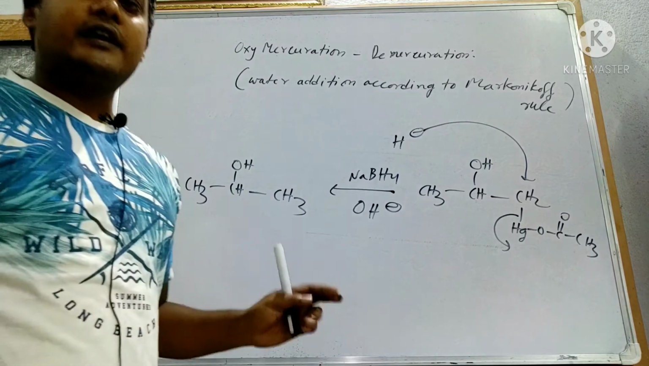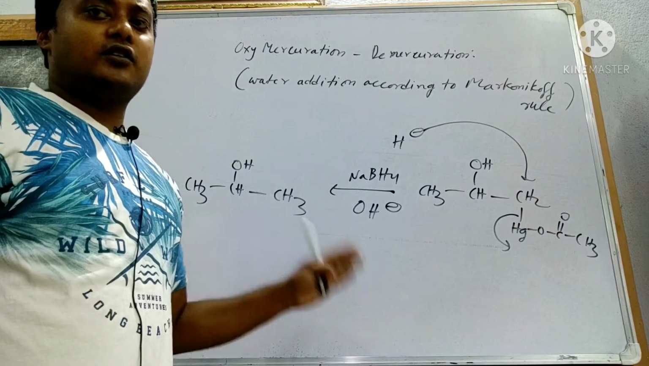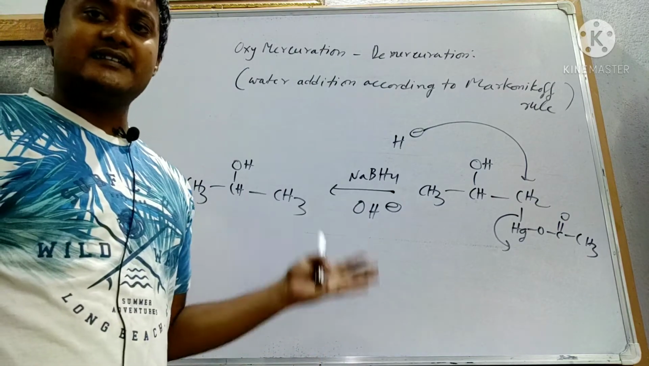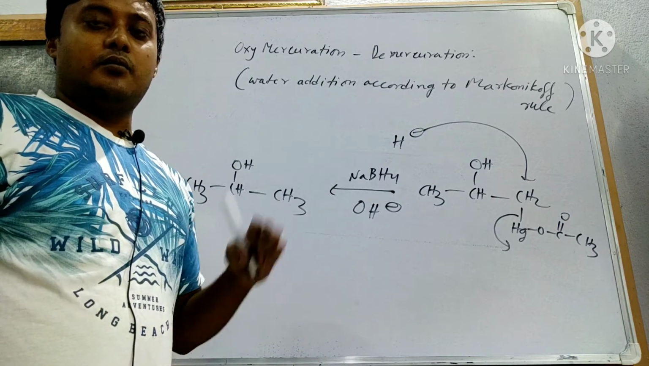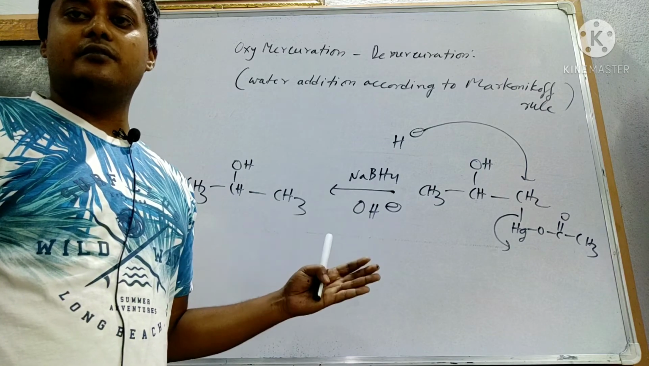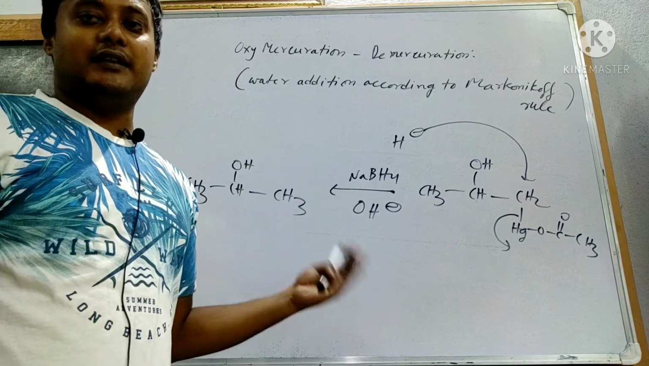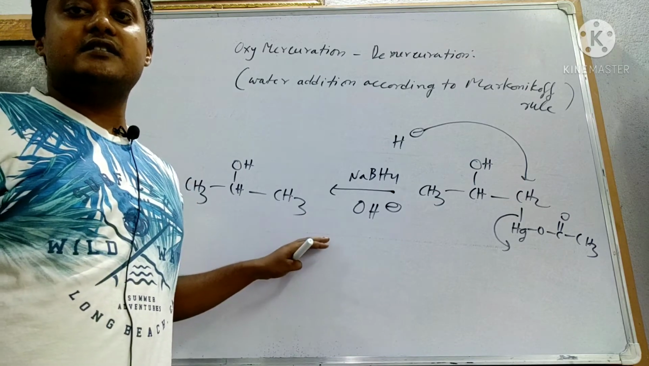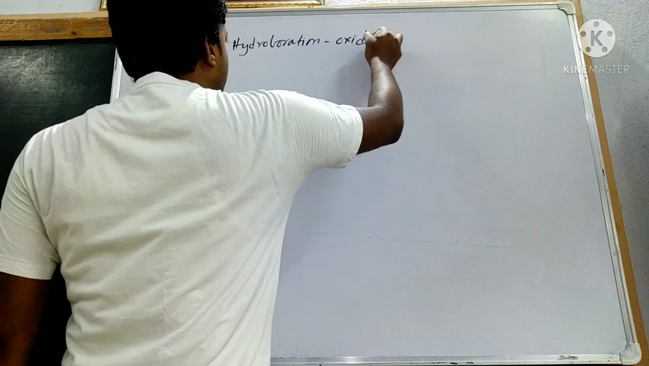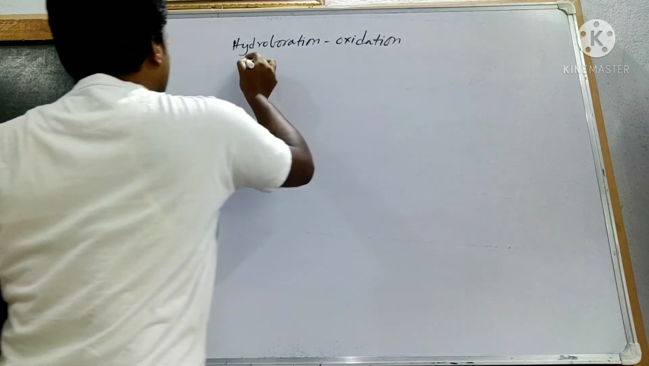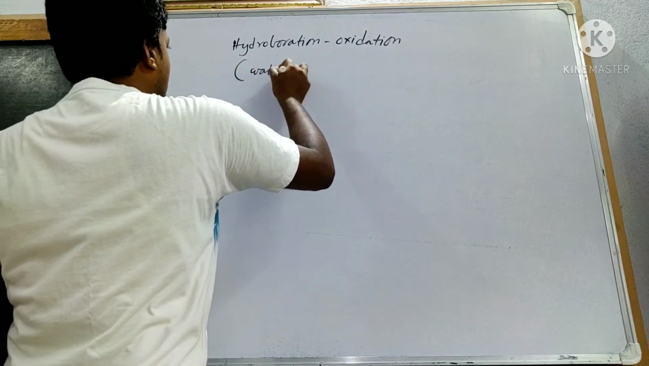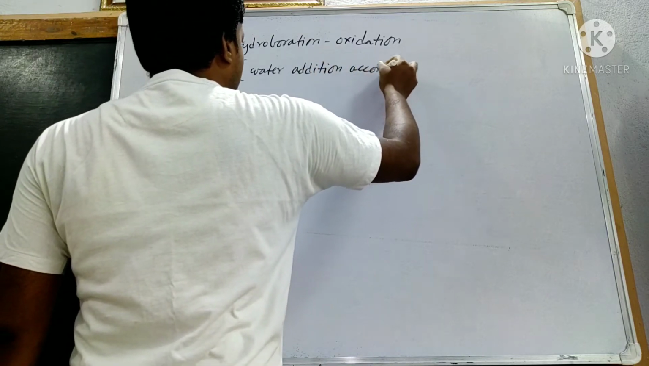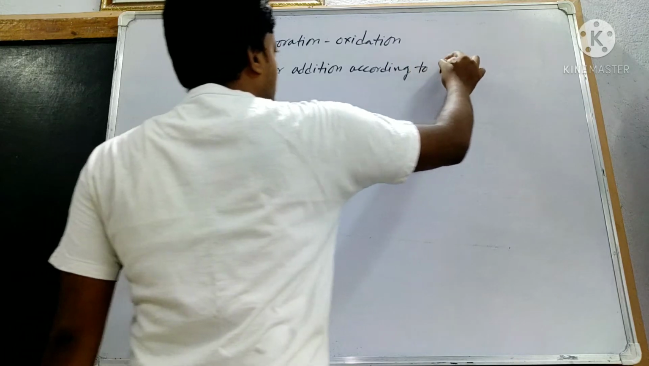Now in this case we will get only one product, the Markovnikov product, remember. But in acid catalyzed hydration, the more stable carbocation gives the major product, and the less stable carbocation gives the minor product. But in this case you will get only one product. Hydroboration oxidation. Now this one is water addition according to Markovnikov rule.